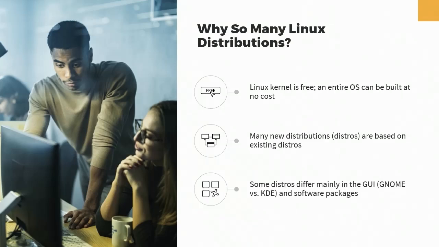So some distributions are very similar, but what makes them different, at least on the desktop Linux side of things, is the GUI. Whether it's GNOME or KDE or other variations on those that differ slightly. And of course, the available software packages that get installed or can be installed. In other words, if you know one Linux distribution well, both at the command line and in the GUI, I'm going to say that 98% of that translates to other Linux distributions. They're all very similar.